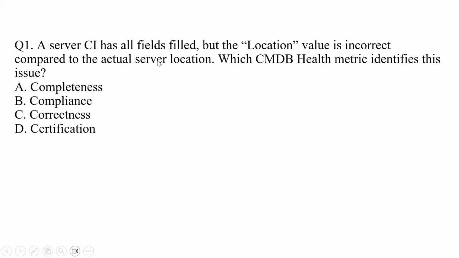Here we can check one more time. The question is, a server CI has all fields filled, but the location value is incorrect. Here they mentioned all filled, but the location value is incorrect. Then check the answers. Option A, completeness. Option B, compliance. Option C, correctness. Option D, certification. As per the question, all fields are filled, so it's already complete, and it follows all the rules.